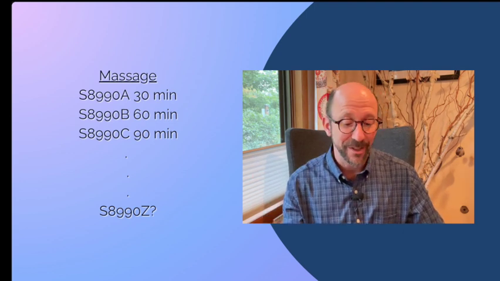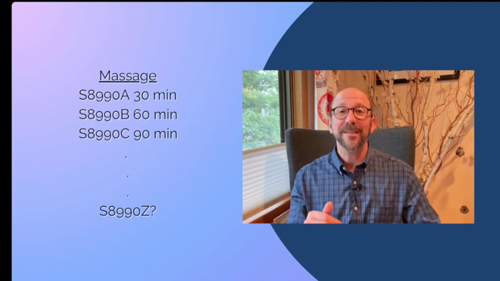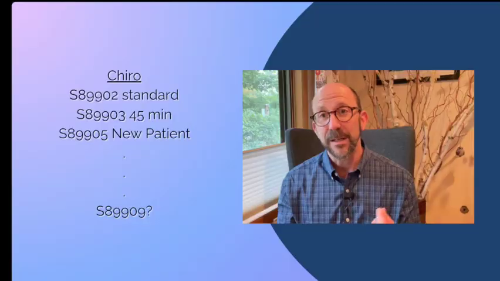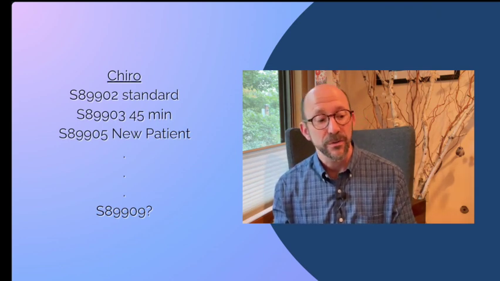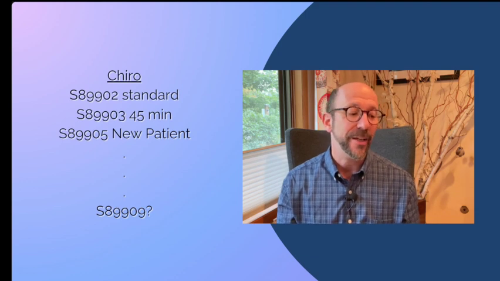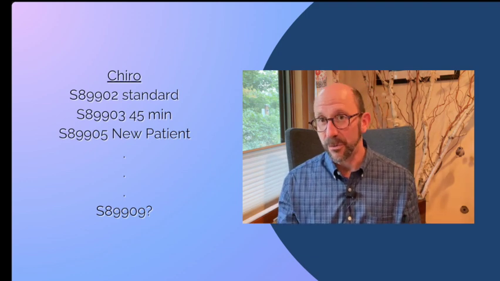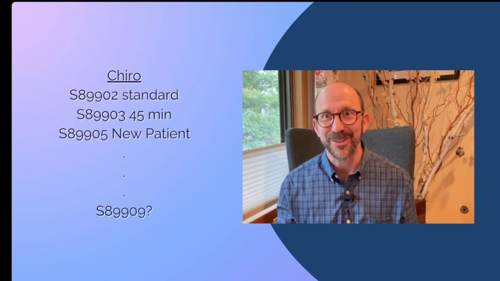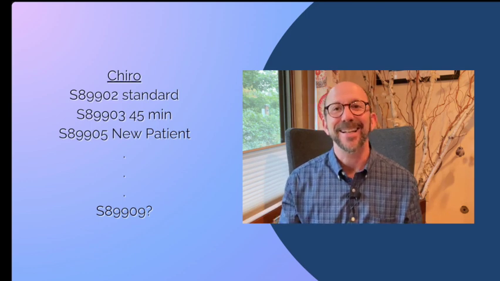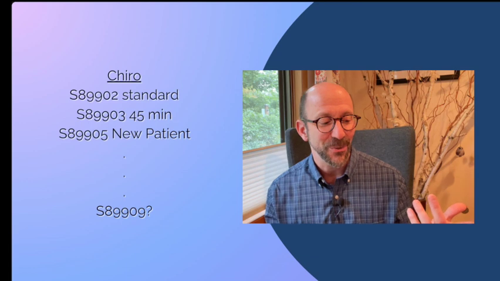I guess it goes all the way up to Z, I don't know. But we get to decide if it's a combination of cranial work and organ massage and deep tissue and myofascial, it doesn't matter. It's all just a wellness massage, and it's based on the amount of time. And for me, for the chiropractic work, it's S89902 for a standard session, S89903 for a 45-minute session where there's going to be a lot of soft tissue work that we do, and S89905, which is a new patient wellness care.